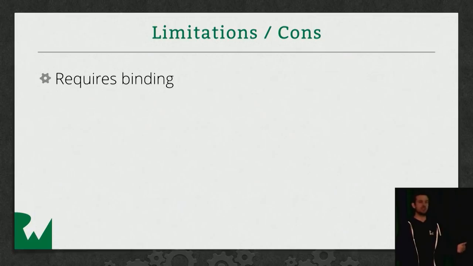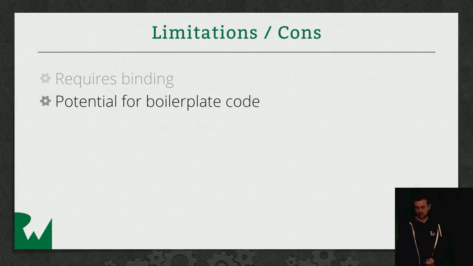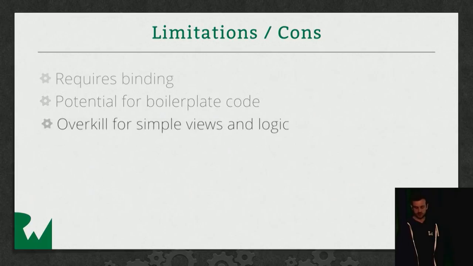The limitations and cons, there always are, right? There's no perfect answer. So it requires binding. We're going to be talking about that a little bit later, but MVVM requires binding at the core, and iOS doesn't really give us that, so we have to have some clever workarounds to be able to implement it. There's a potential for boilerplate code, so it gets really frustrating when you have to start a new thing, and then you have to create all these other files and do all the connections. Our standard practice would just be throwing it all into a controller, making sure it works, and then going from there. So that can be frustrating for some people.